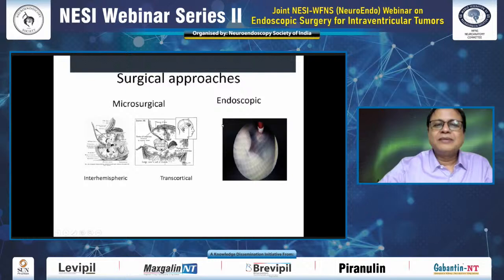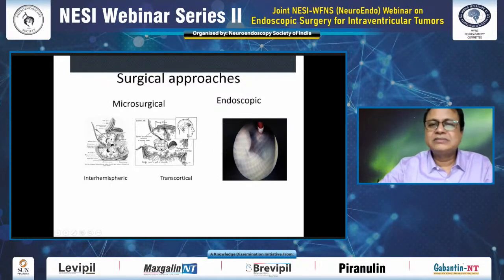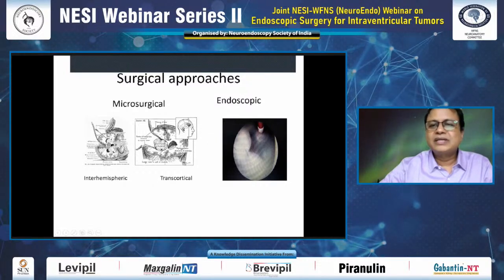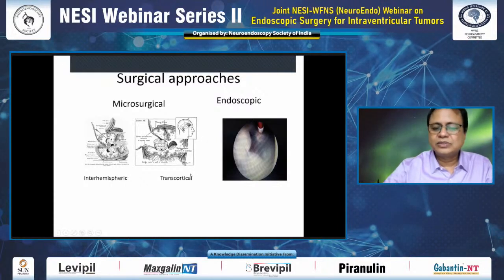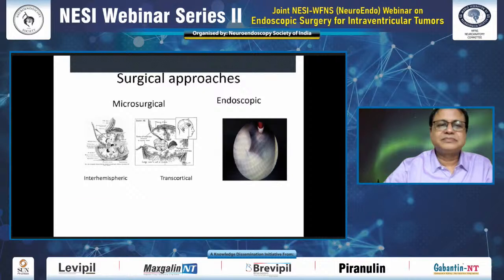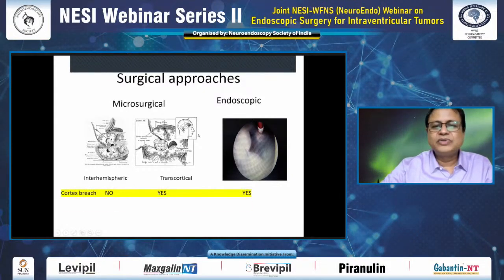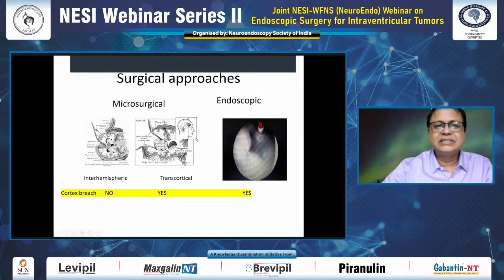We have reduced the size, but I don't think we have reduced the damage to the cortex. So we have gone from transcortical to a smaller transcortical, and the incidence of seizures with endoscopy has not been reported. So we have approaches where the cortex is breached, both in transcortical and endoscopy, and in interhemispheric there is no cortical breach.